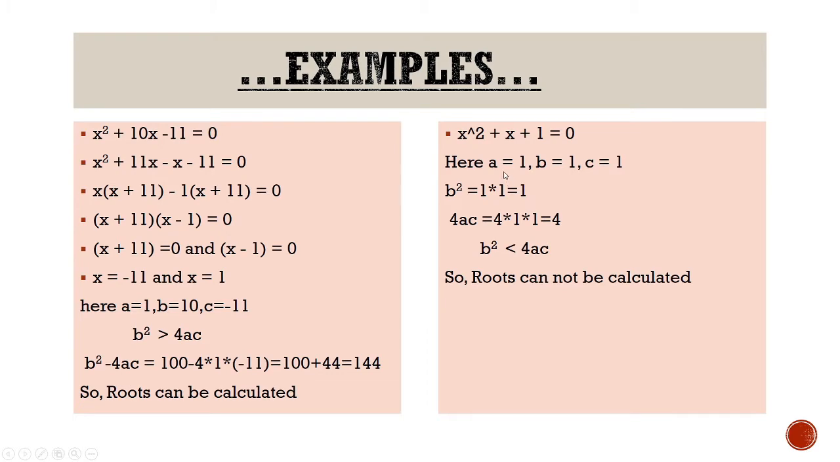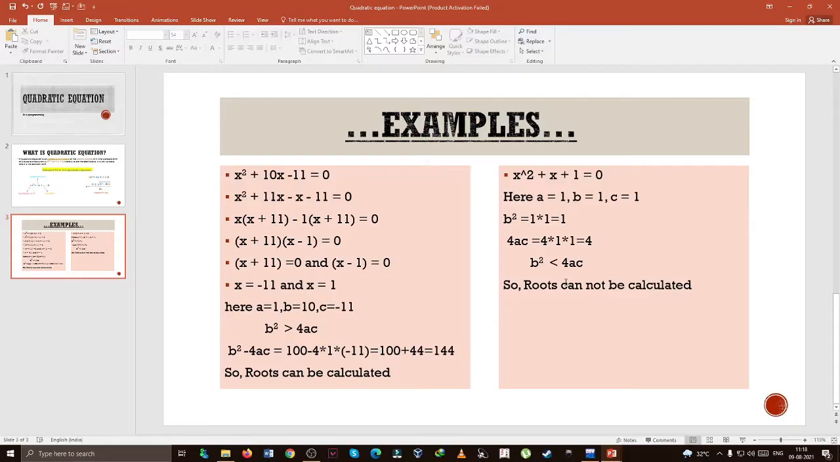In the second equation, x^2 + x + 1 = 0, a is the coefficient of x^2, that is 1, b is the coefficient of x, that is also 1, and the constant is also 1. So here b^2 will be 1 into 1, that is 1, and 4ac will be 4 into 1 into 1, that is 4. That means b^2 is less than 4ac. So in this case, the roots cannot be calculated, because b^2 is neither greater than nor equal to 4ac, it is smaller than 4ac.